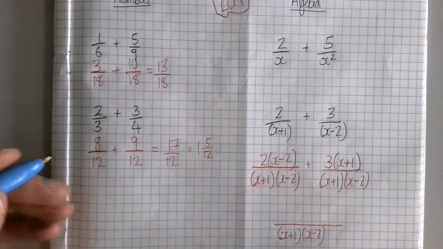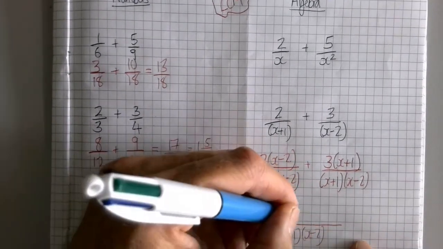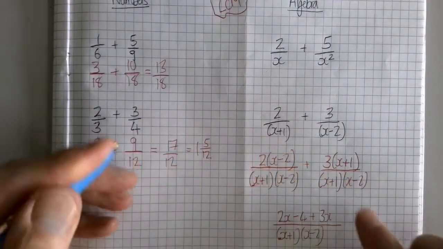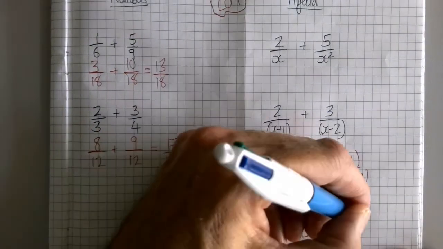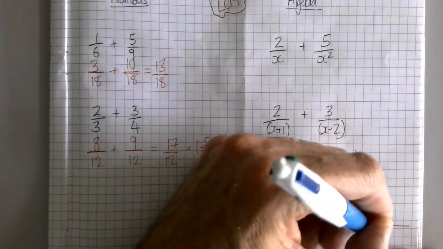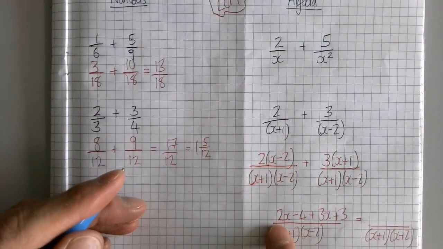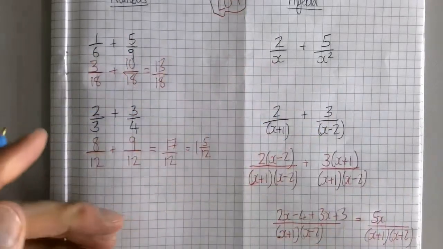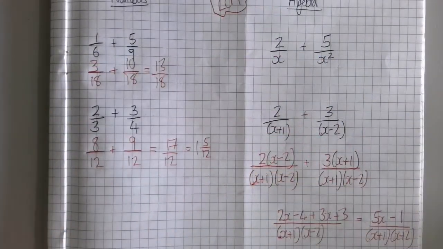I'm going to have 2 lots of x, that's 2x. And 2 lots of minus 2 is minus 4. And I've got 3 lots of x and 3 lots of 1. So finally, to sort it all out, I've got 2x plus 3x, which is 5x, and I've got minus 4 plus 3, which is minus 1.